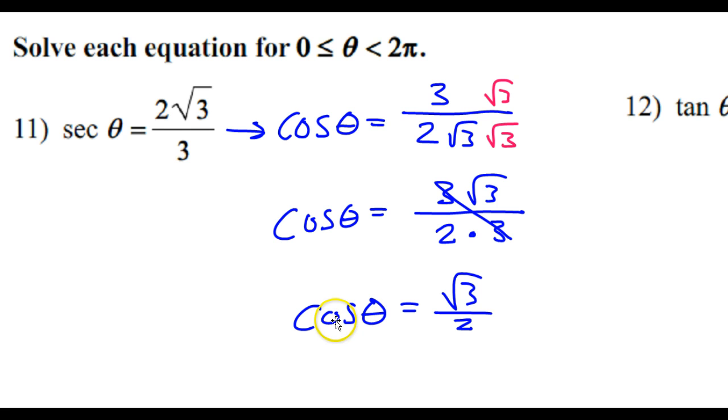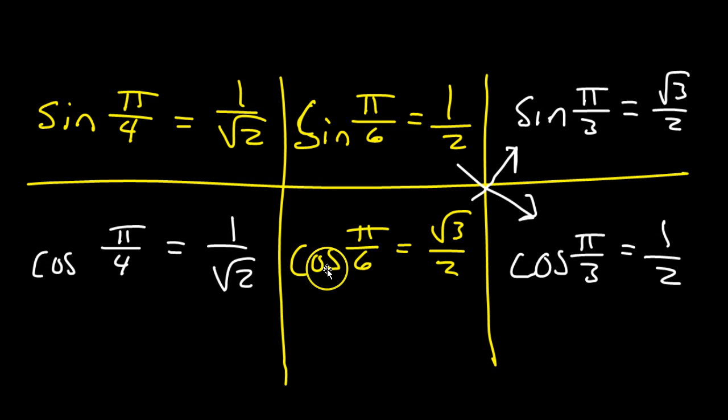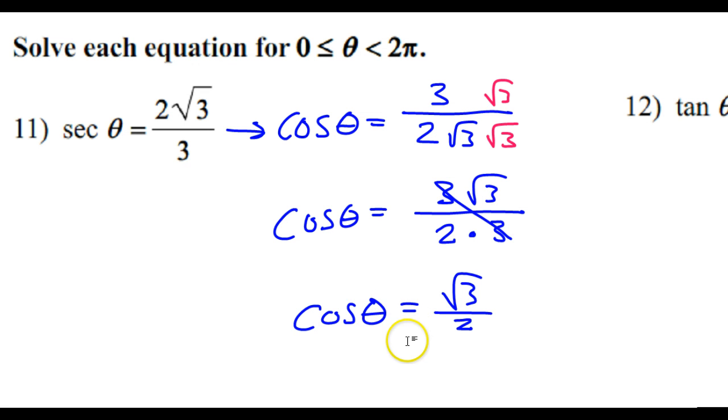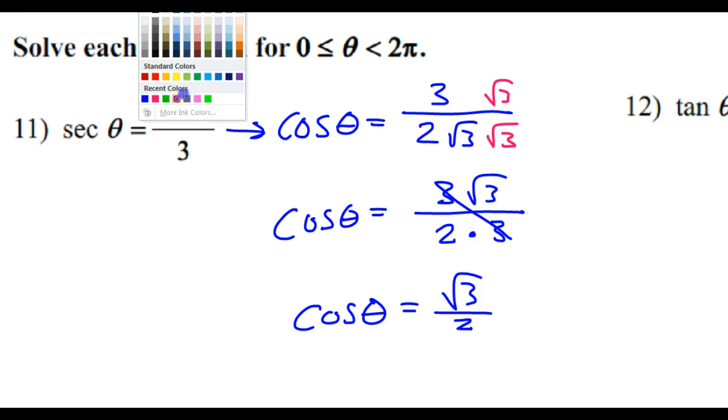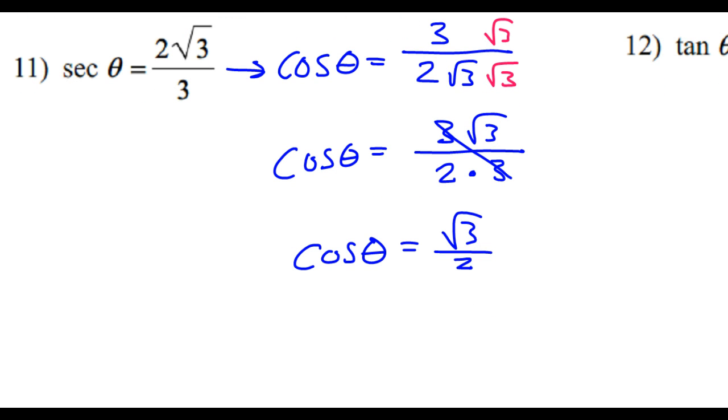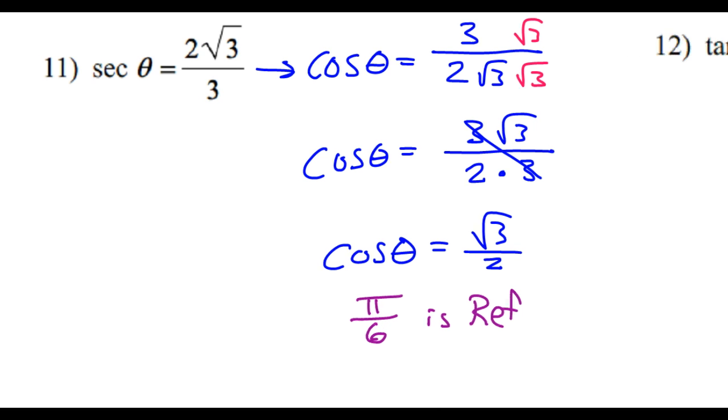Okay, so here we have the cosine of what angle is radical 3 over 2? Well, that's the cosine of pi over 6 is radical 3 over 2. This is one of the 3 that we just plain memorized. So pi over 6 should be the first thing that pops into your brain. Now, pi over 6 is the reference angle. All right, it may or may not be the actual final answer, or one of the final answers.